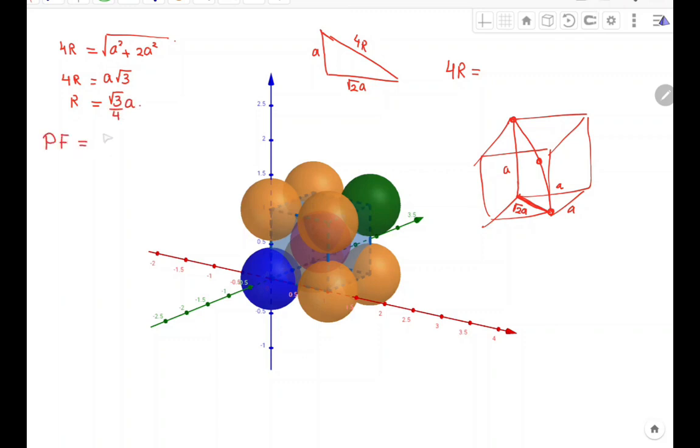Now the packing fraction is equal to, as we mentioned, 2 atoms times 4 over 3 pi r cubed, in this case with r equal to square root of 3 over 4 a, all divided by a cubed. And the packing fraction for the BCC structure is equal to 0.680.